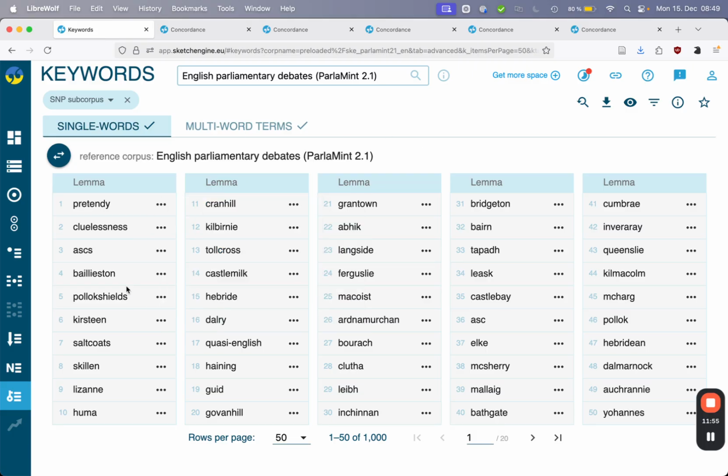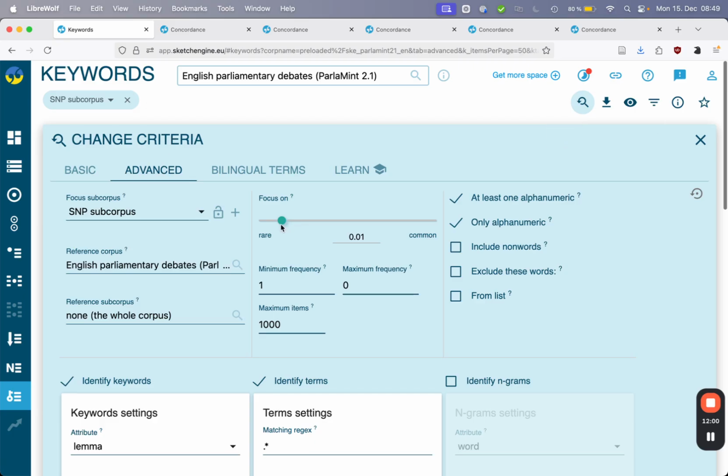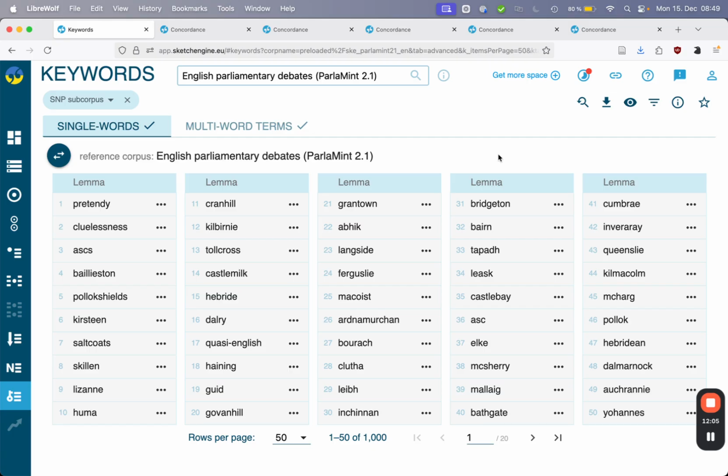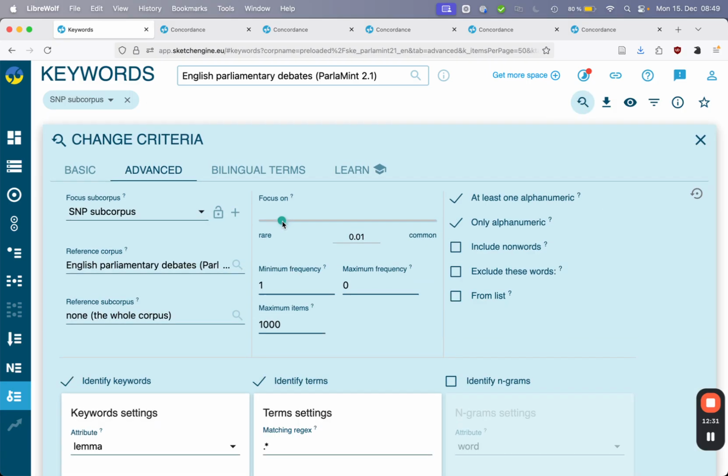So this is what we can see when we change that cursor to look at rarer keywords. We end up with words that maybe only occur very few times in the corpus. So we also see some place names in here, and very specific things to maybe a specific region or a specific speech on a specific day, and that may not be what we're looking for to analyze the discourse of a subcorpus. So it's worth playing around with this cursor.